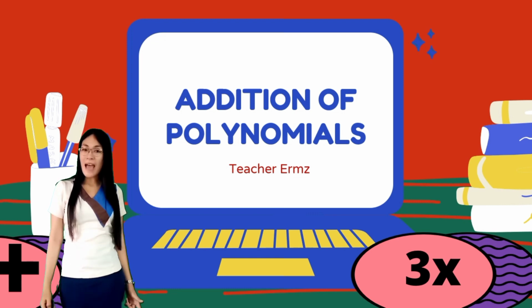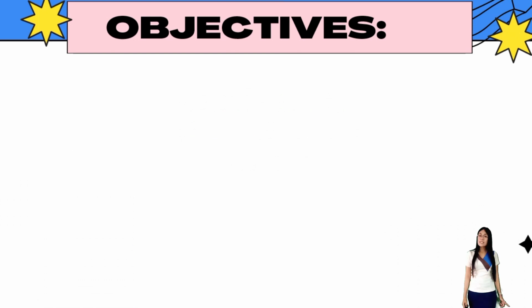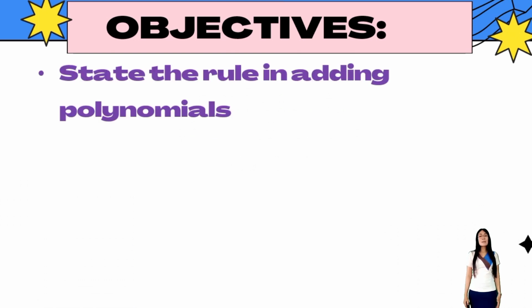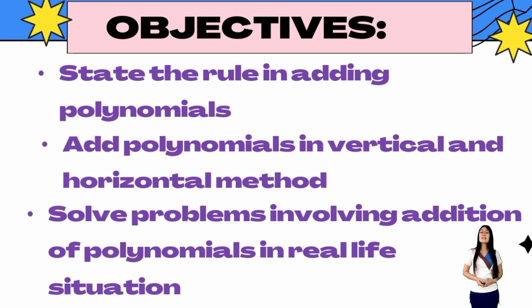But before that, let's have our objectives. First, state the rule in adding polynomials. Second, add polynomials in vertical and horizontal method. The third one is solve problems involving addition of polynomials in real-life situation.